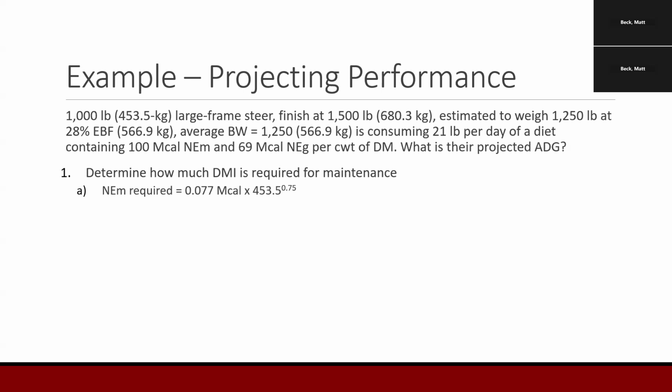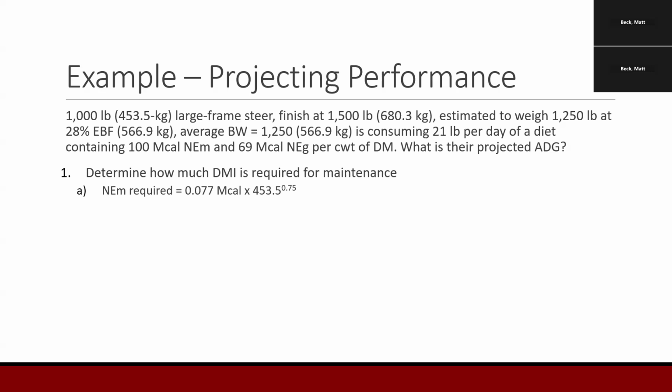All right, so here we have an example, a 1,000-pound large frame steer. It's going to finish at 1,500. So 1,000 plus 1,500 is 2,500, divided by 2 is 1,250. So its average body weight is 1,250 pounds. It's also going to weigh 1,250 pounds at 28% empty body fat. Just as a hint, your average body weight and your body weight at 28% empty body fat will not always be the same.